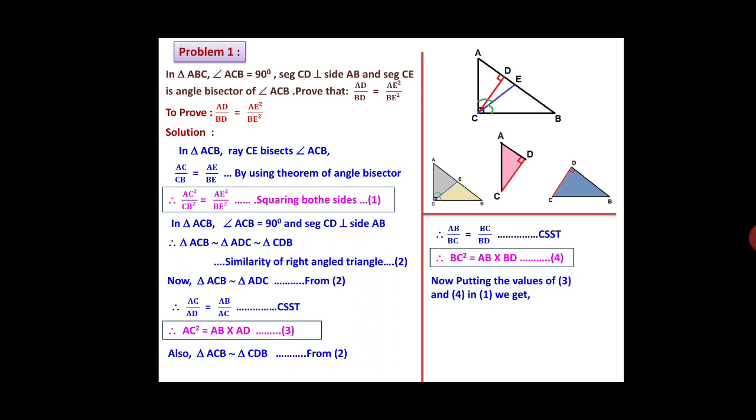So friends, now putting the values of equations 3 and 4 in 1, you will get AB into AD divided by AB into BD is equal to AE square upon BE square. AB gets cancelled. What you are getting is AD upon BD is equal to AE square upon BE square, that you were going to prove. Such examples will be asked in the board examination. So you have to prepare very carefully.